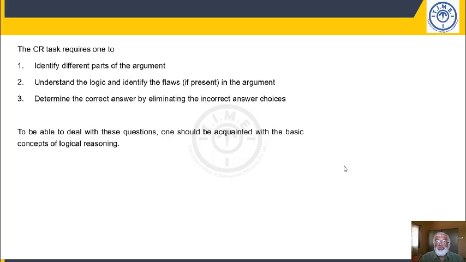So it could be to identify parts of an argument. It could be to recognize the line of reasoning and identify problems with the argument. It could be to evaluate the argument overall in terms of its strength or weakness. So that's what the task requires you to do. And then you determine the correct answer by eliminating incorrect answer choices and picking the one that actually works. Now, to be able to do this, one should be acquainted with the basic concepts of logical reasoning. So let's see what those are.